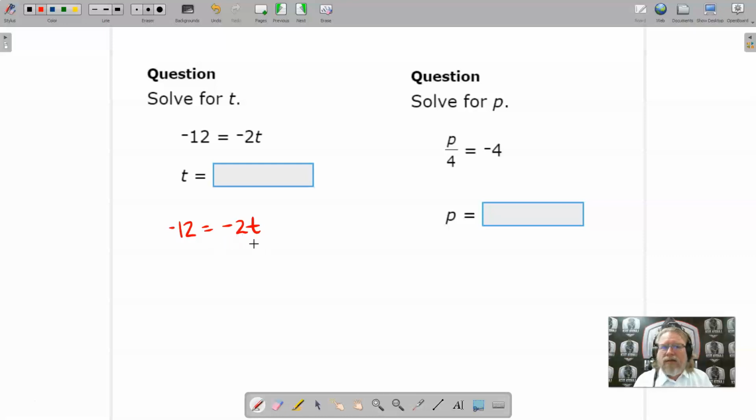So the negative 2 is tied to the t through multiplication. The opposite operation is division. I'm going to divide by the very number I wish to get rid of, which is a negative 2. And what I do to one side, I have to do to the other. The negative 2's are going to cancel each other, leaving me with just t. And negative 12 divided by negative 2, well, that's negative divided by negative, so it's positive. 12 divided by 2 is 6, so t equals 6.